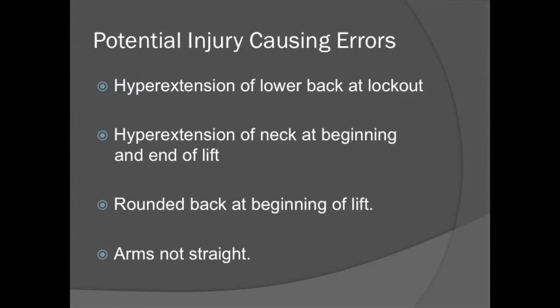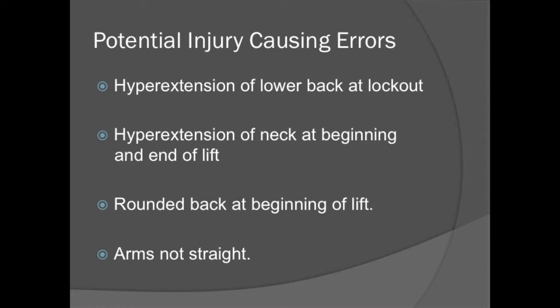Potential injury-causing errors include the hyperextension of the lower back at lockout, as this puts excessive compression on the spinal disc and may even cause disc herniation. Hyperextension of the neck at the beginning and end of the lift puts the neck in excessive spinal disc compression. The rounded back at the beginning of the lift compresses the frontal portion of the spinal discs.